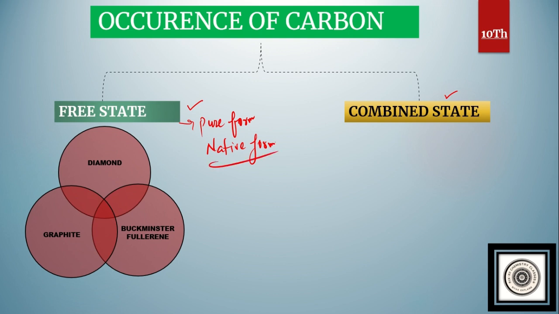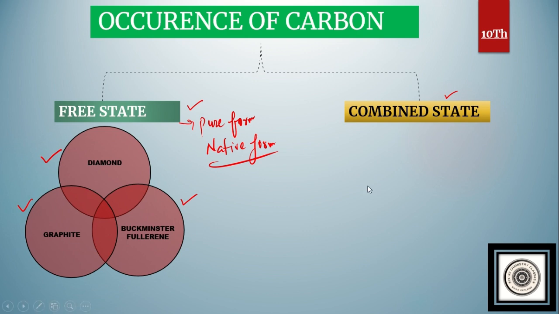There are 3 different free states of carbon, or pure states. One is diamond, second is graphite, and third is Buckminster fullerene. These are also called allotropes of carbon. We will discuss that in the coming classes. So here we are only looking at the occurrence, how it occurs in nature.